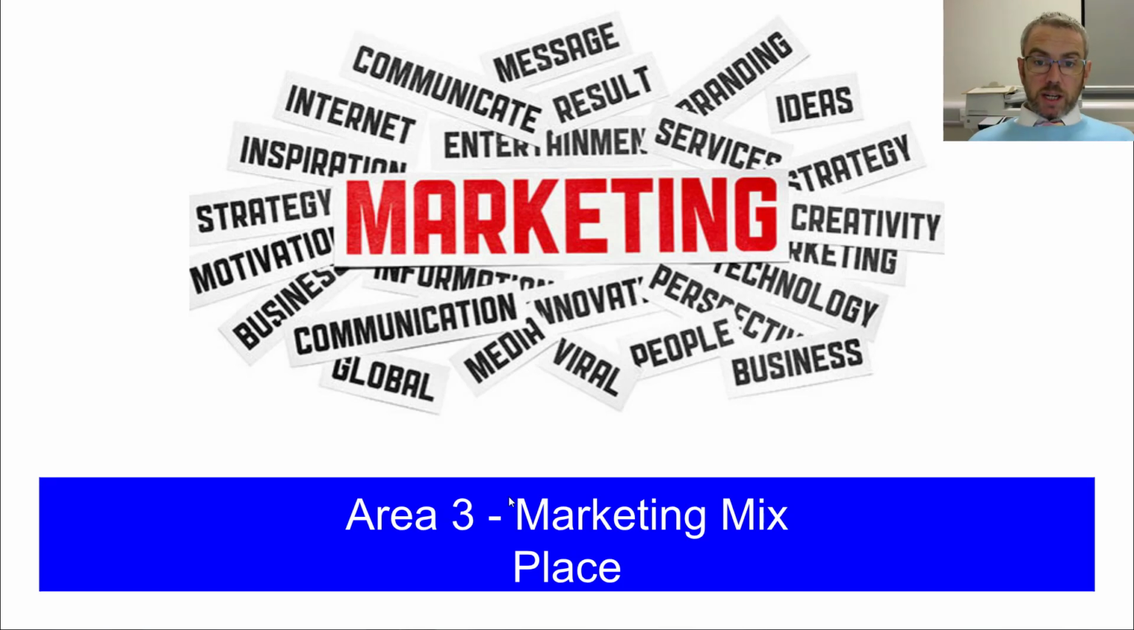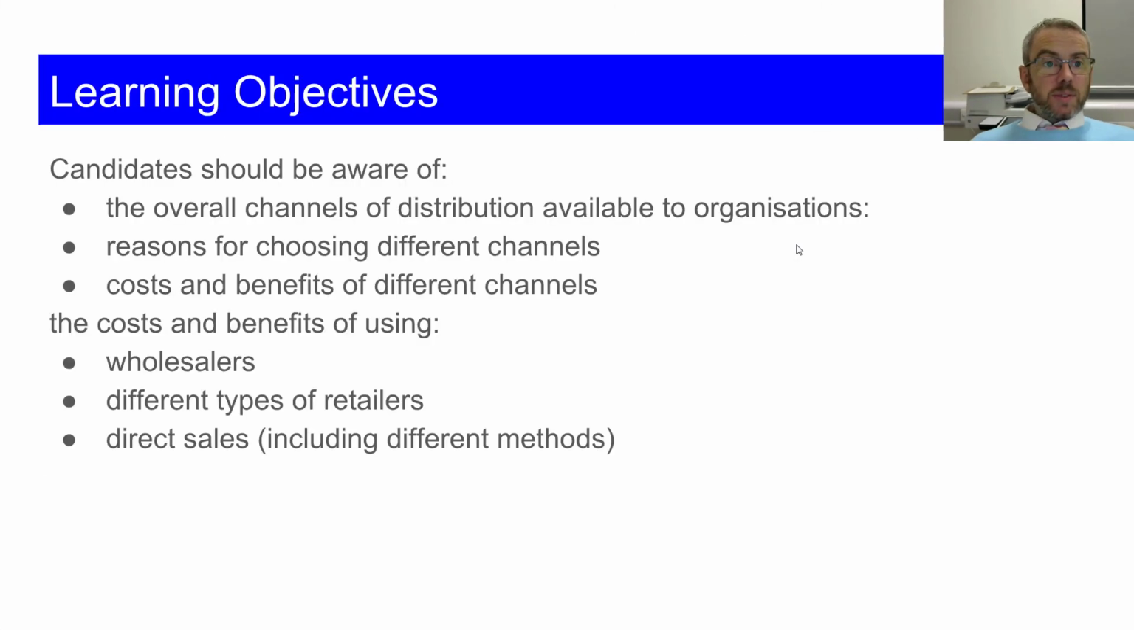Right, good morning. What we're going to look at today is the marketing mix, area 3, which is place. And so we'll go through and have a nosy at the learning objectives. The learning objectives, as it says there, are that candidates should be aware of the overall channels of distribution available to organisations, reasons for choosing the different channels, and the costs and benefits, or the advantages and disadvantages, of each channel.